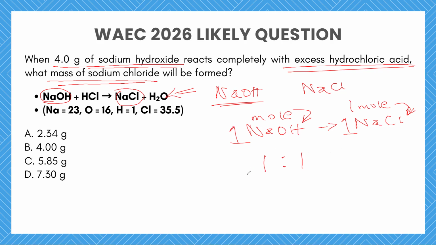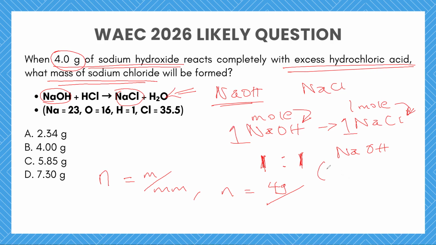Now, since we have the mole ratio, we can simply use that information to get the number of moles of product that is formed. So to do that, we convert the mass of sodium hydroxide, 4 grams over here, into number of moles. And to do that, we use the expression that says number of moles N is equal to the mass divided by the molar mass. So therefore, the number of moles is equal to 4 grams, which is the mass, divided by the molar mass of sodium hydroxide.